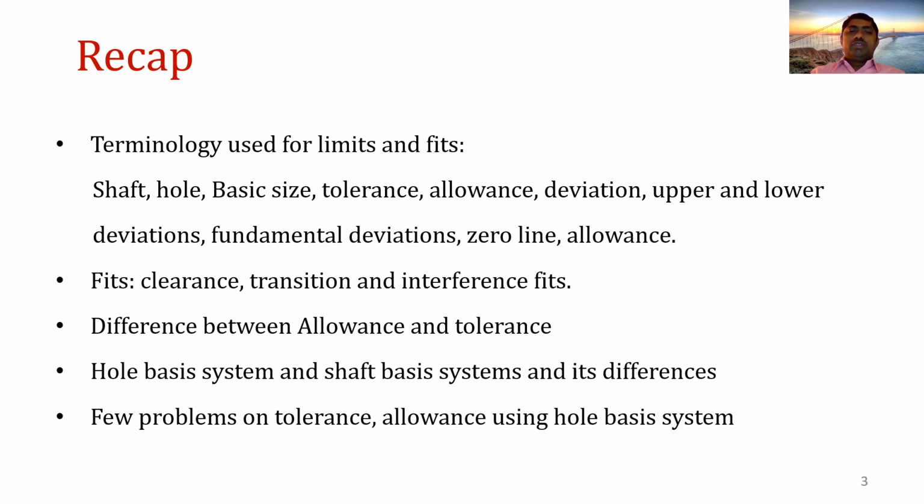And fundamental deviation is the minimum difference between the limit of size and its basic size. Zero line is the line which represents the basic size for the hole and the shaft. And also we defined the allowance. So allowance is the difference between the maximum and minimum metal limits.